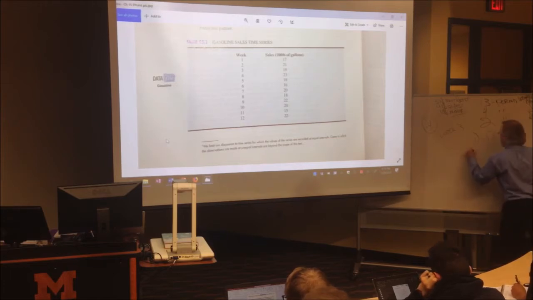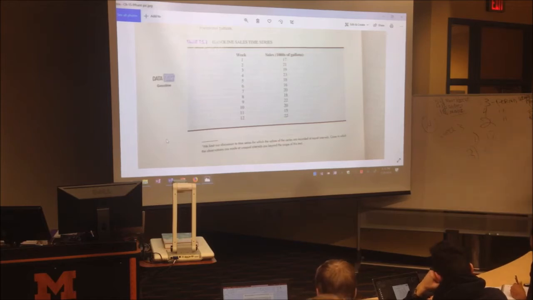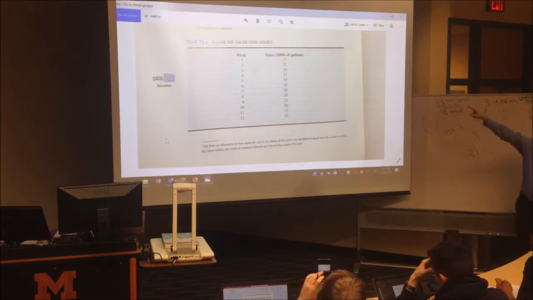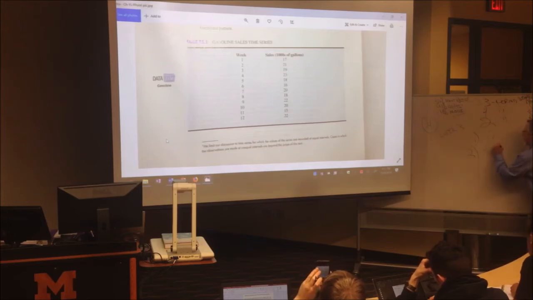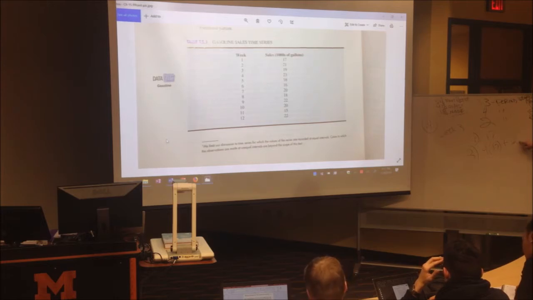Week 2 says, take your smoothing constant, which is 0.4, multiply it by what? Number or description? I'll take anything. 17 is the number. What's the description? Week 1 actual. Previous period's actual. Since this is week 2, we're looking at the previous period, week 1. The actual's right there, 17. Plus the opposite of the smoothing constant, 1 minus 0.4, 0.6.